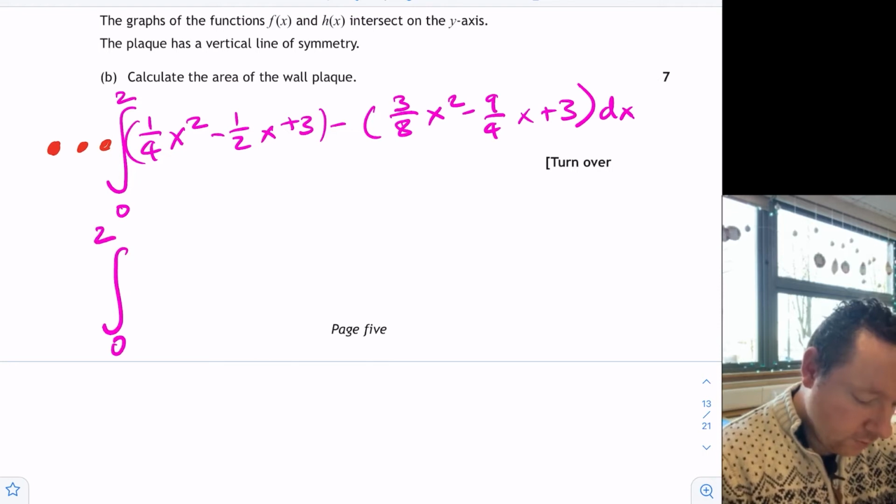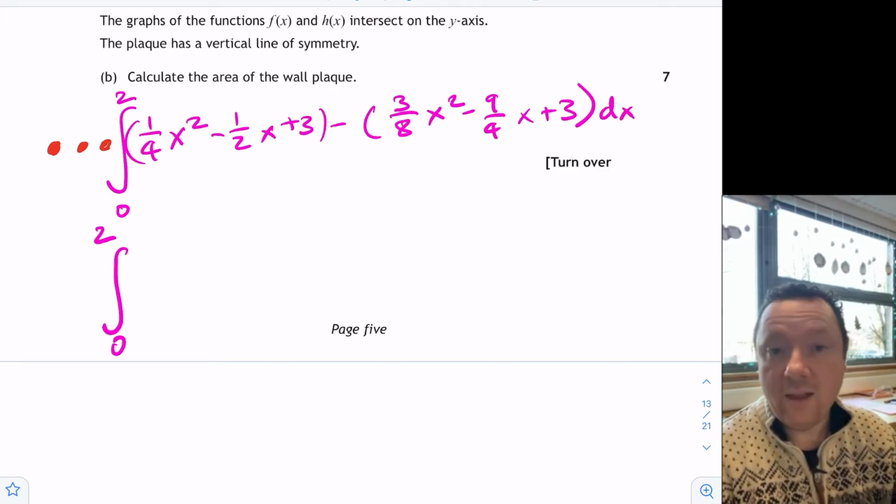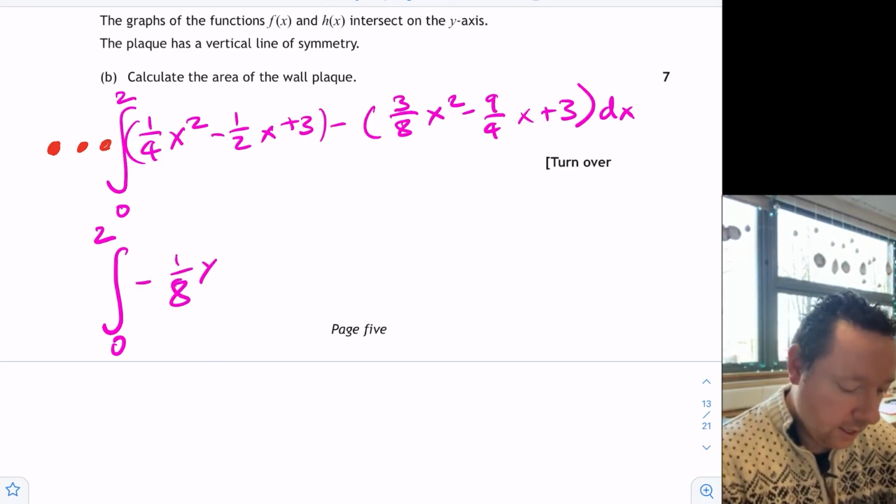So that gives us the integral between 0 and 2. You've got a quarter x squared minus 3/8 x. So a quarter is 2/8. So being very careful, you've got 2/8 minus 3/8. You've got minus 1/8 of x squared.